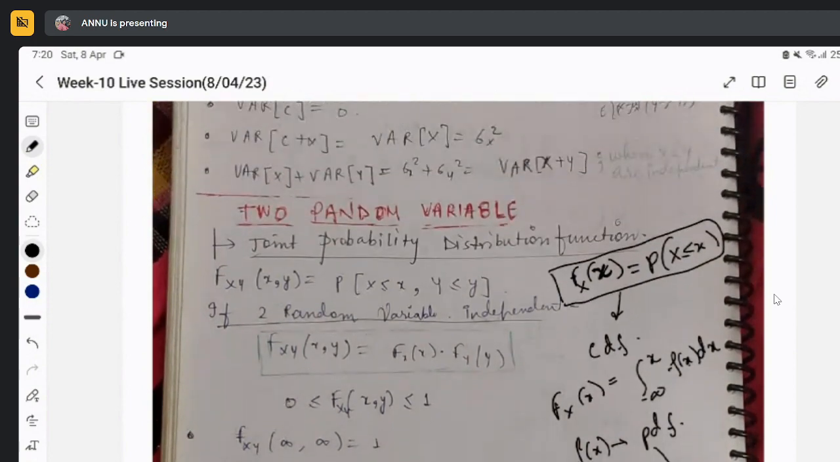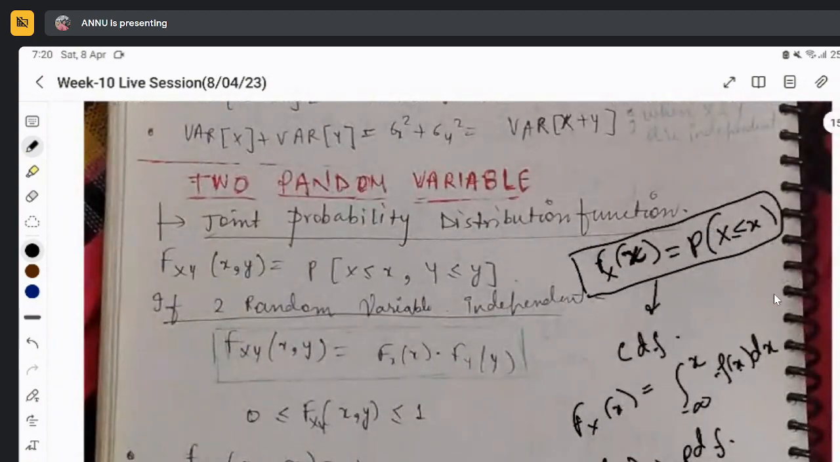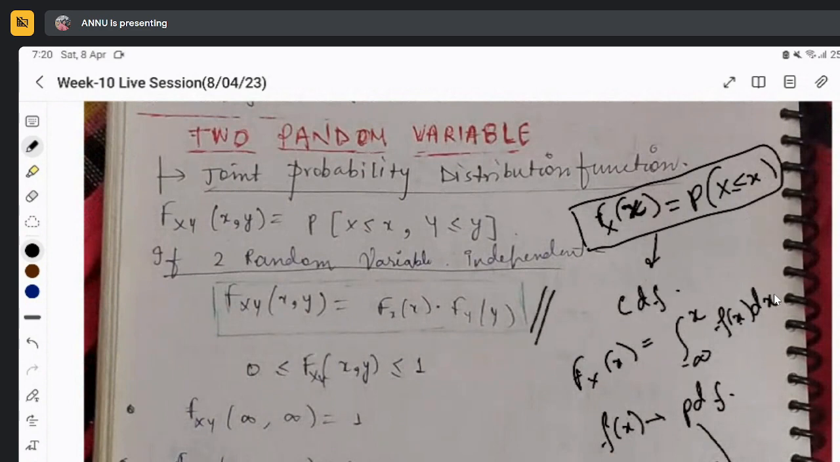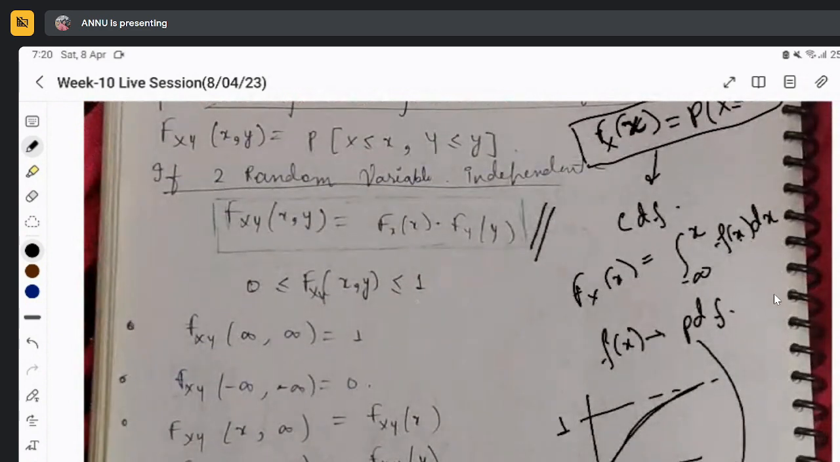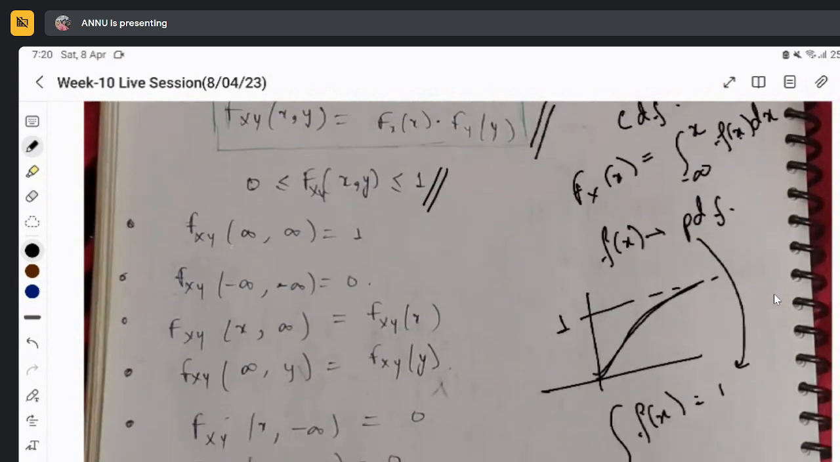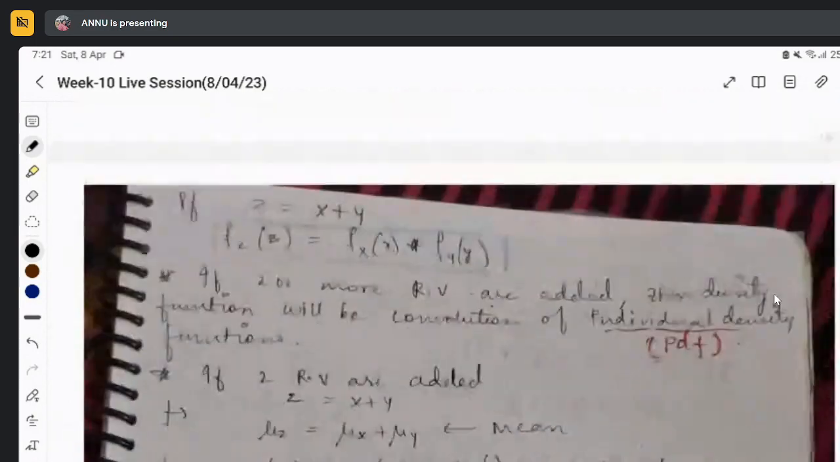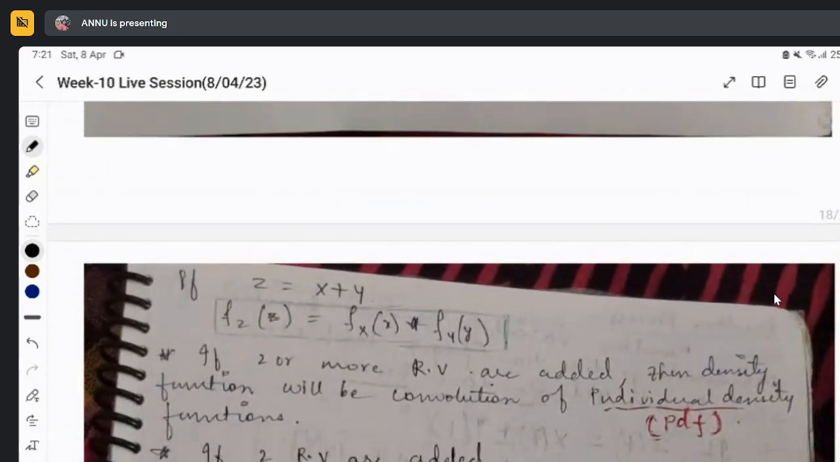How will we define the joint probability distribution? F of X,Y of x,y is defined as P of X less than or equal to x and Y less than or equal to y. If two random variables are independent, their joint CDF is equal to the multiplication of their CDFs. The CDF has these properties: from infinity to infinity it is 1, from minus infinity to minus infinity it is 0. From x to infinity it is a function of x, and from infinity to y it is a function of y. If you see the CDF function, you can visualize this.